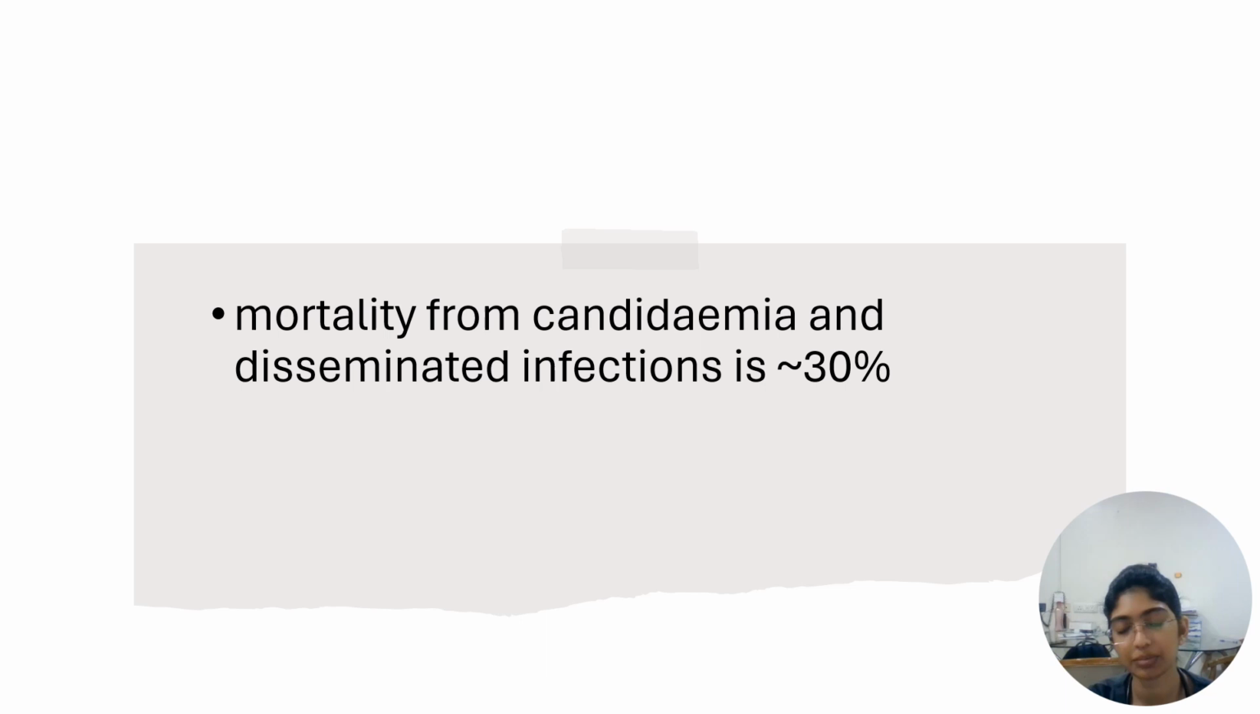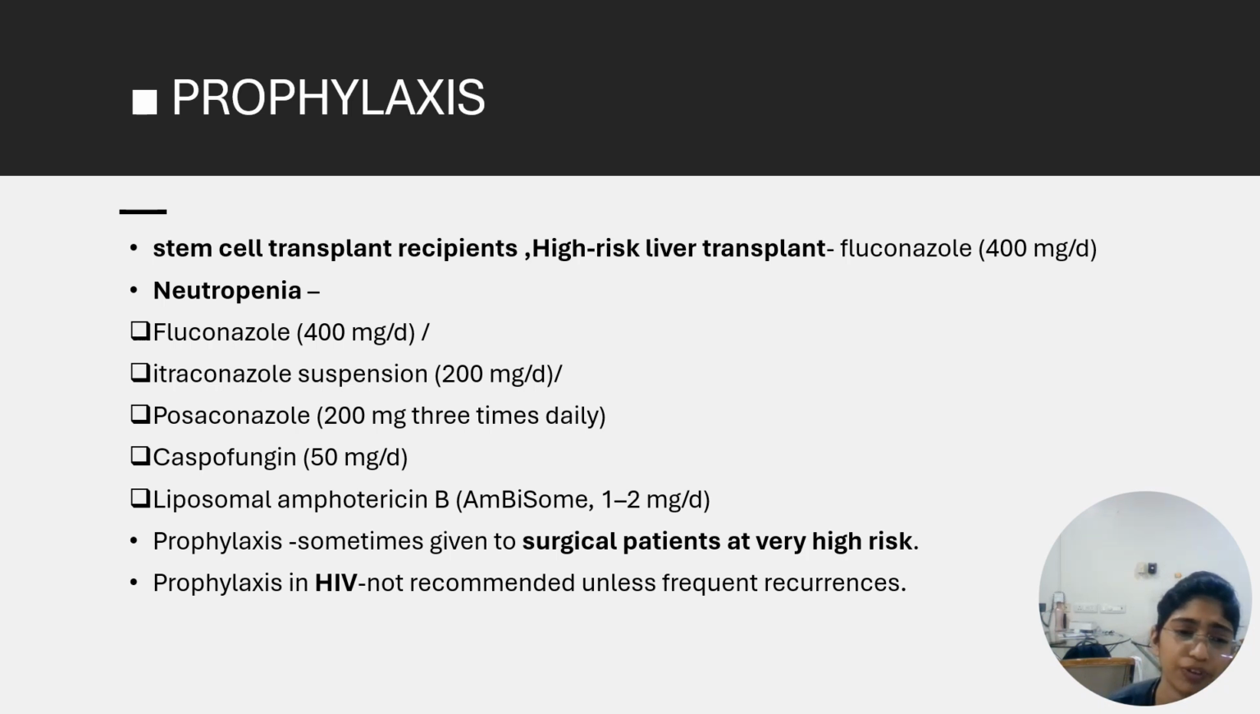So mortality from candidemia and disseminated candidiasis is 30%. Prophylaxis against candidiasis is given for stem cell transplant recipients and high-risk liver transplant recipients. So for that we give fluconazole 400 mg per day. For patients with neutropenia, we can give either fluconazole, posaconazole, caspofungin, liposomal amphotericin B or itraconazole suspension. Some surgical patients who are at very high risk, prophylaxis is given, but it's not given for all patients. And in case of HIV, prophylaxis is not recommended unless there are frequent recurrences of candidiasis.